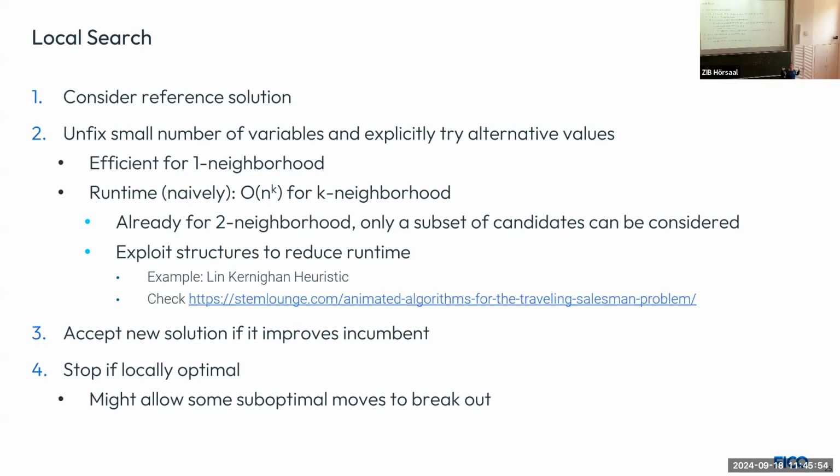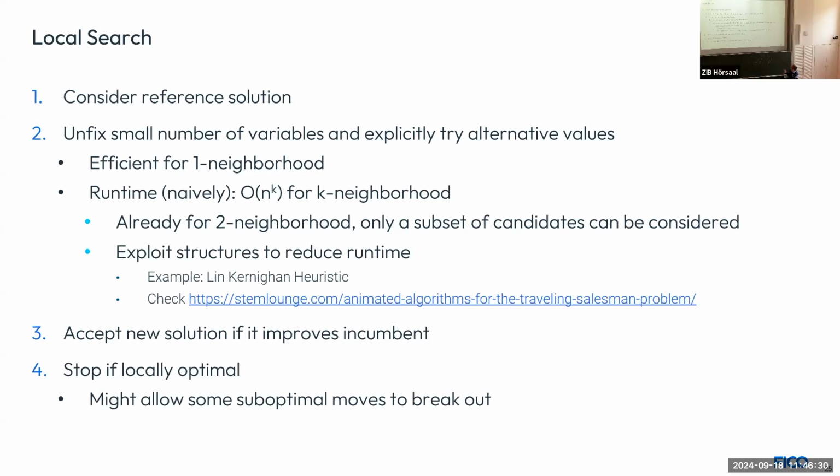Inside a general MIP, for example, for a 1-neighborhood, literally fixing a single variable is something that's applied. But doing it for a k-neighborhood, for k larger than 1, very easily gets computationally out of hand if you do this explicitly. Even for a 2-neighborhood with 10 million variables, that's relatively expensive. You might use some structures to only test a subset of that. So 2-opt heuristics are something that's still applied.